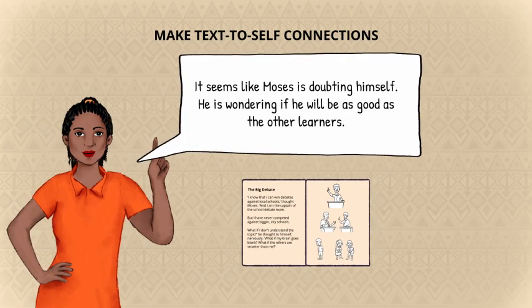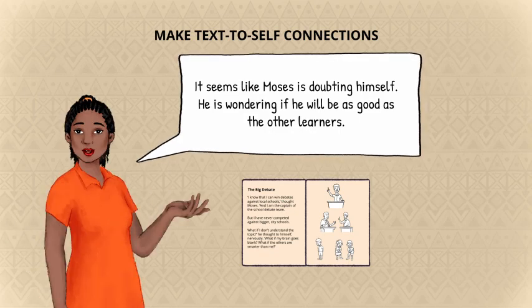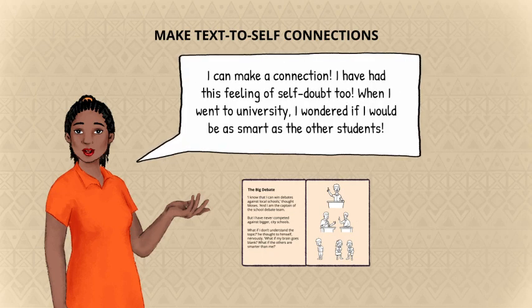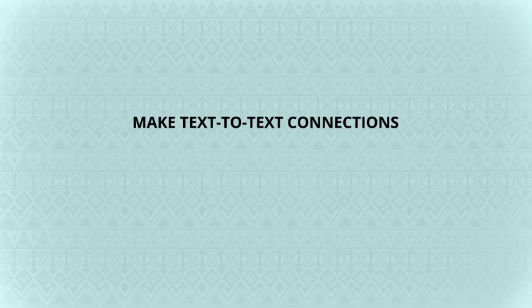It seems like Moses is doubting himself. He is wondering if he will be as good as the other learners. I can make a connection. I've had this feeling of self-doubt too. When I went to university, I wondered if I would be as smart as the other students.